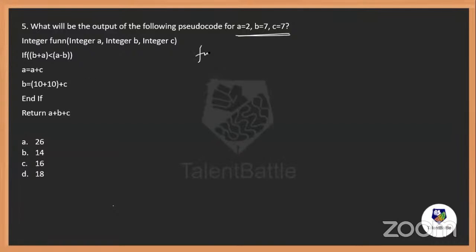So when the function will execute on the value 2, 7, and 7 as a parameter and check the if condition, first is B plus A. Value of B is 7 plus value of A is 2, which is less than A minus B. So this is 2 minus 7. Now 7 plus 2 will be 9, less than 2 minus 7 will be minus 5. Now 9 less than minus 5, this results into false.